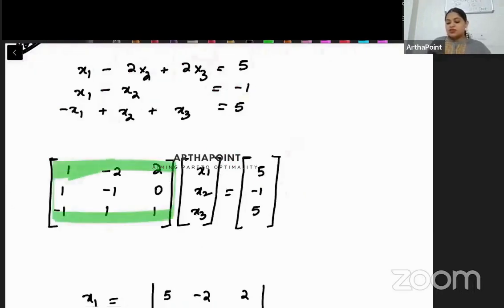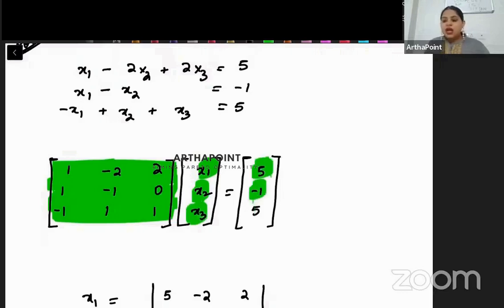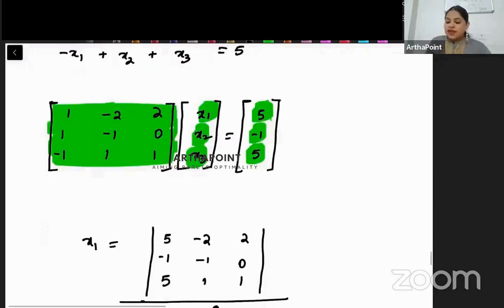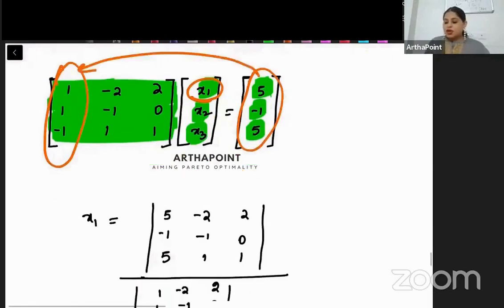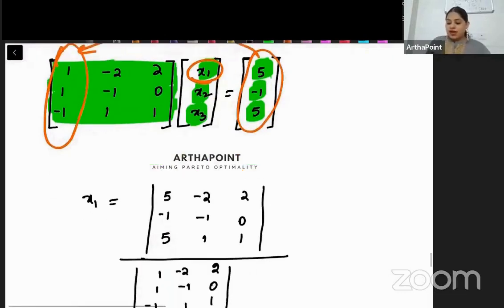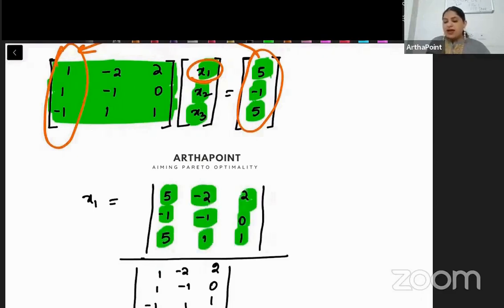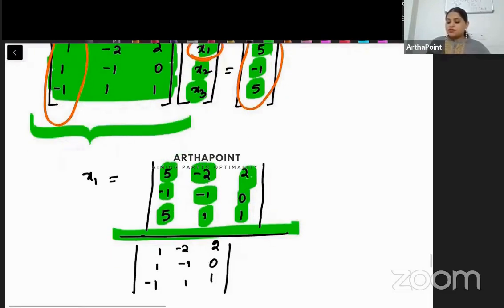This is my matrix by writing down all the coefficients, right? This is x1, x2, x3, and this is the right hand side. Now, if you ask me to find the value of x1, I will replace the first column with this. This will become the first column. So determinant of 5 minus 1, 5, minus 2 minus 1, 1, 2, 0, 1, divided by the determinant of this itself.